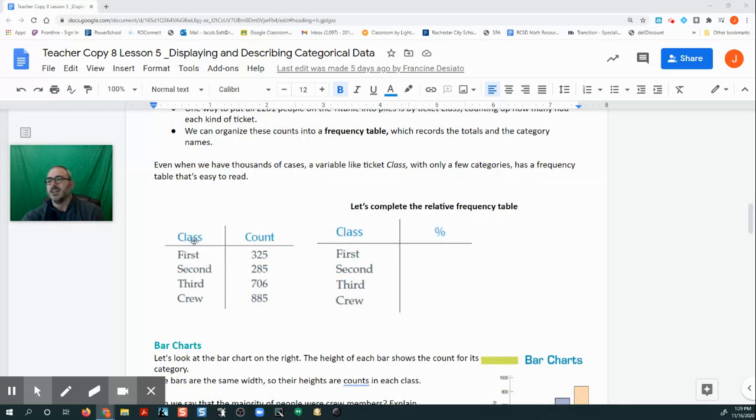So for instance, here we go. There's our count. We had 325 people who had first class tickets. We had 285 people with second class tickets, 706 people with third class tickets, and 885 crew members with tickets. So let's complete this data table.